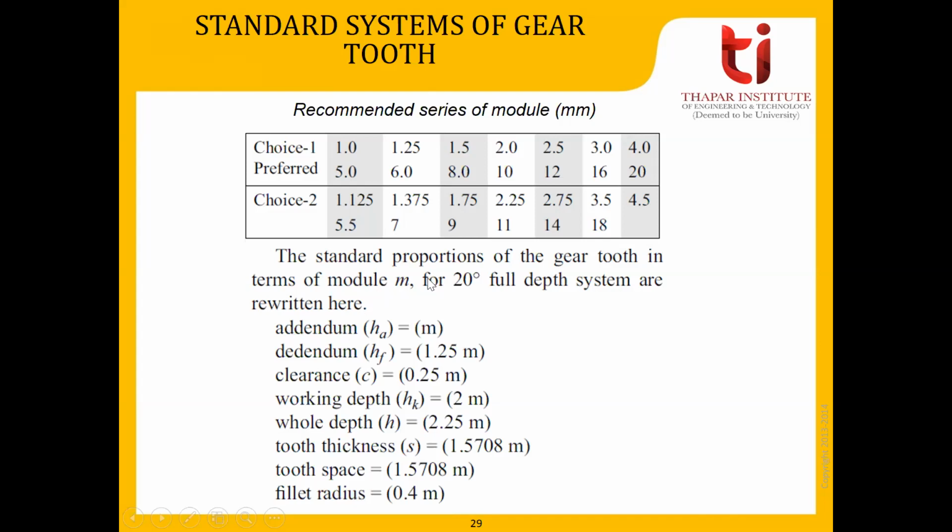Here, this is for the 20-degree full depth system, where ha is the addendum. The addendum is 1 m, the dedendum is 1.25 times m, then the clearance, working depth, and fillet radius. All the dimensions of all the terminology used in the gear can be obtained in the form of module only. So module is important in the design of a gear.